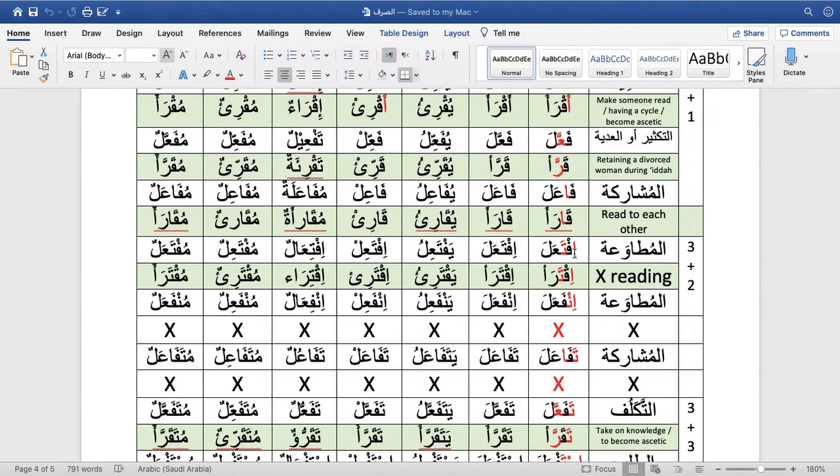Next one is ifta'ala. So ifta'ala, I was a bit hesitant. Iqtara'a, I haven't found it in Mukhtar al-Sihah. I found it in al-Wasit, and it's just a meaning of reading.